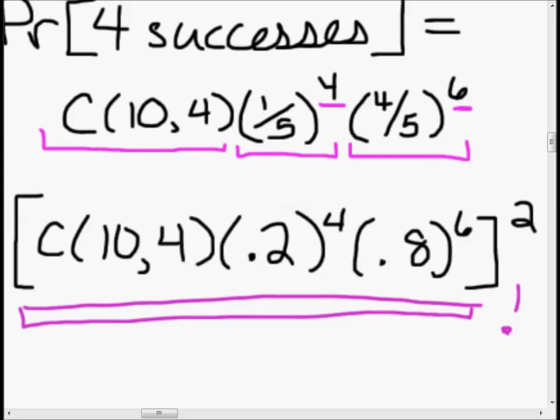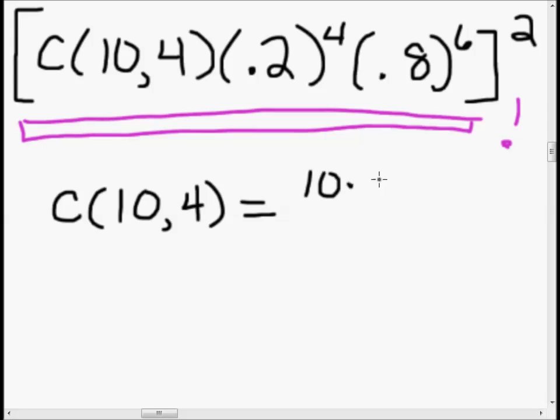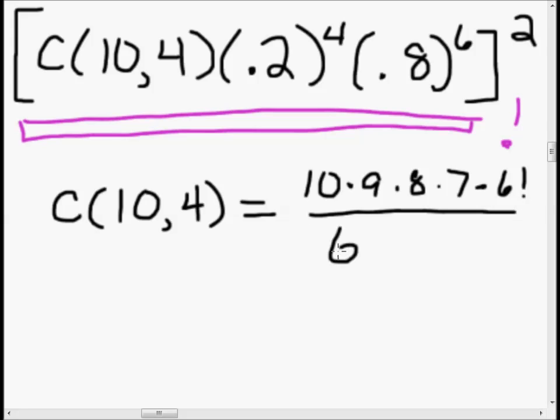So let's go ahead and actually do the math and solve this. But as I said, that is a perfectly legit answer. So what is combination 10 choose 4? And this stuff should be second nature to you, but I'm going to go ahead and solve it. So that should be 10 times 9 times 8 times 7 times 6 factorial. And this is actually how I solve combinations by hand, over 6 factorial times 4 factorial.